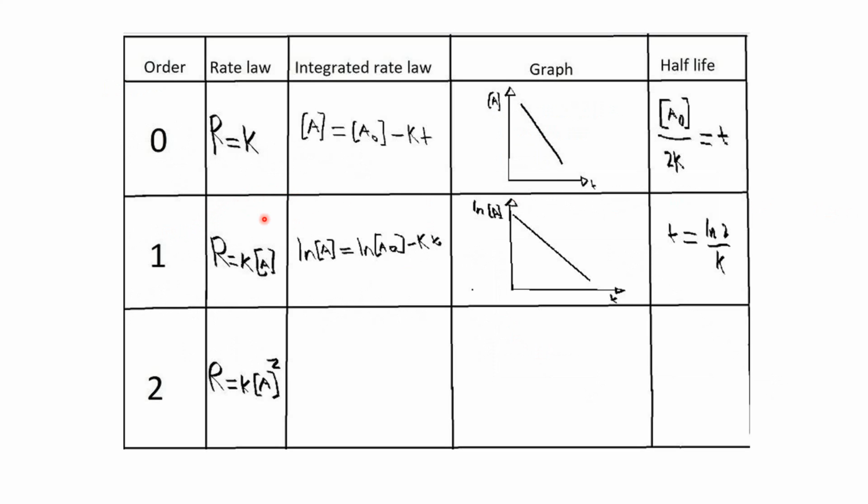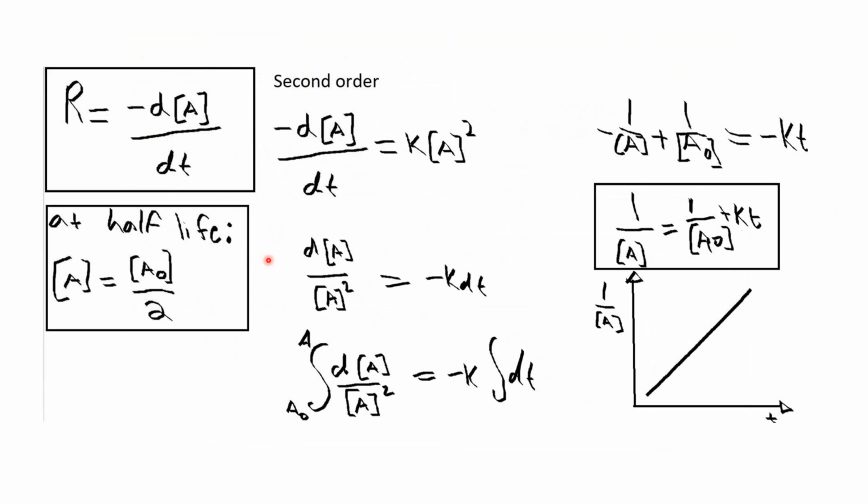Now, moving on to the last one, which is second order, we do the exact same steps. We get the general equation, we equate it to the rate law, and then we solve for A on one side. We get dA over A squared is equal to -k dt. Integrating both sides, the integral of dA over A squared is basically -1 over A. Substituting in the limits, we get -1 over A minus (-1 over A initial), so it's positive: -1 over A plus 1 over A initial is equal to -kt.